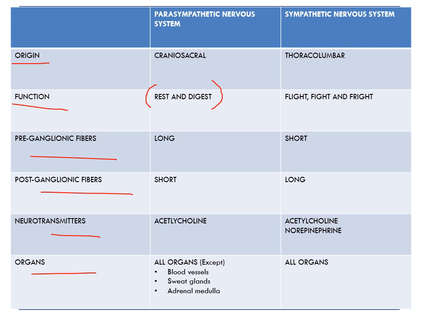And then for the sympathetic nervous system, the function is described as being a flight, fight, or fright system, meaning that organs that are controlled by the sympathetic nervous system will be organs that will be excessively activated in either of these scenarios, in a flight scenario, fight scenario, or a fright scenario.